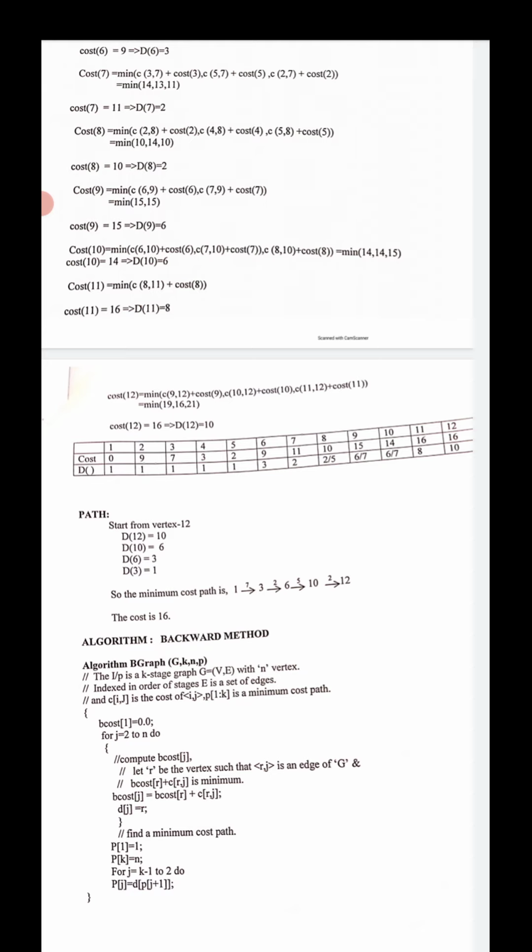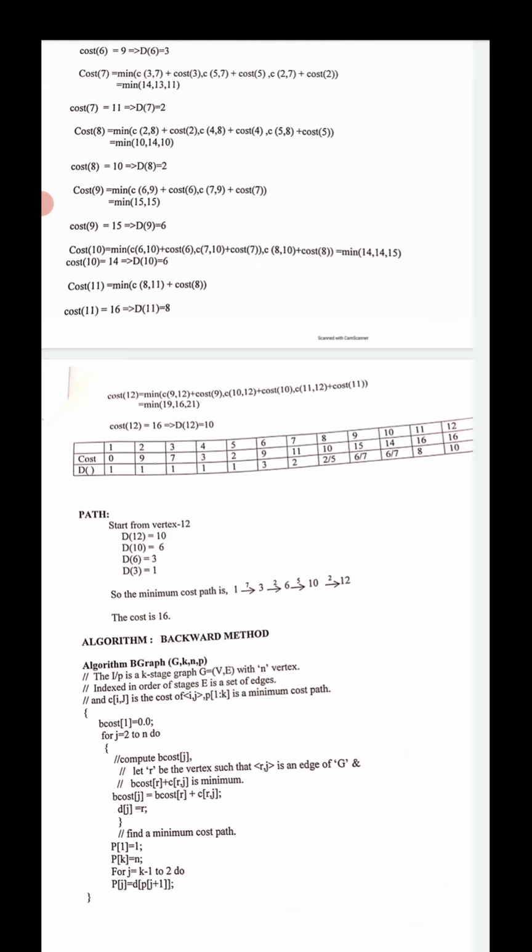Likewise, coming to the destinations: destination of 1 will be 1, destination of 2 will be 1, destination of 3 will be 1, destination of 4 will be 1, destination of 5 will be 1. Now we can calculate: destination of 6 will be 3, destination of 7 will be 2, destination of 8 will be 2 or 5, destination of 9 will be 6 or 7, destination of 10 will be 6 or 7, destination of 11 will be 8, destination of 12 will be 10.